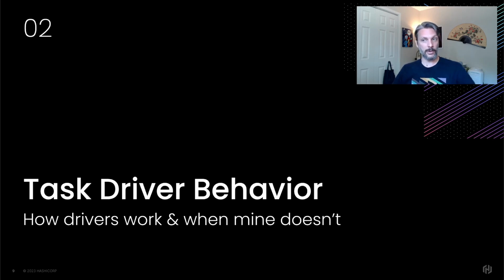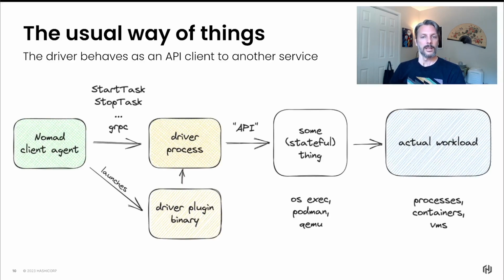Cool. So how do task drivers work? And how does mine not work as good? This is how things are usually set up. You've got a Nomad client agent running on a host machine. It receives some work to do, and if it doesn't have the driver plugin built into it, like Docker is in there, exec is in there, and some others, then it will launch a driver plugin binary, which gets a process started. And then it'll talk to that process over gRPC and send it some pretty sensible instructions about Nomad-y things to start and stop tasks and so on.